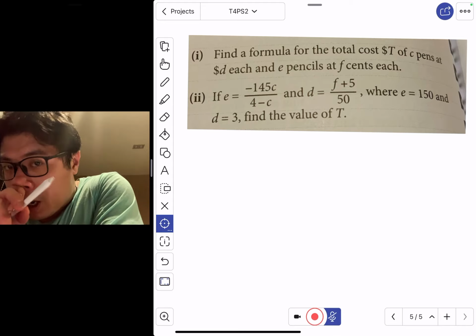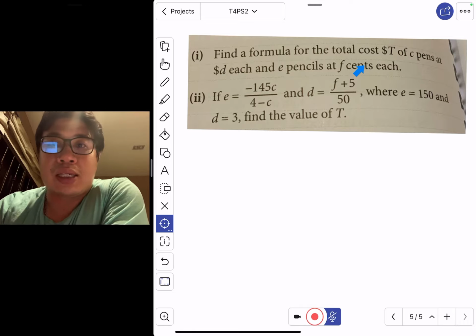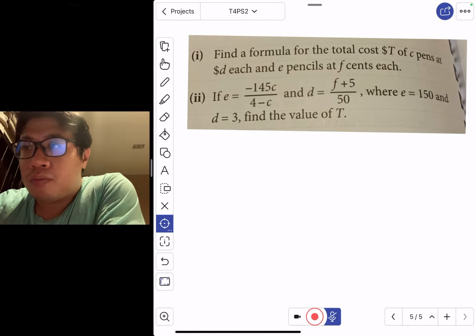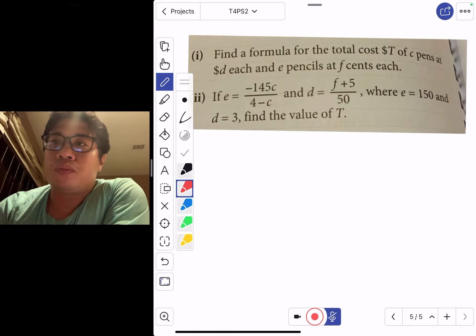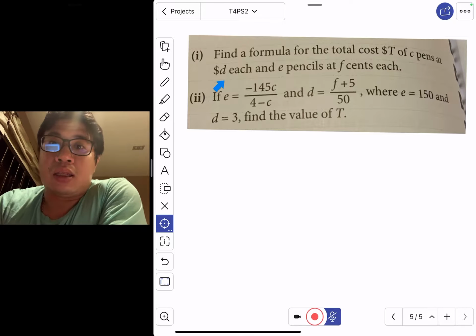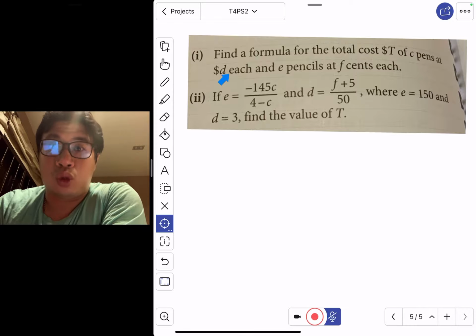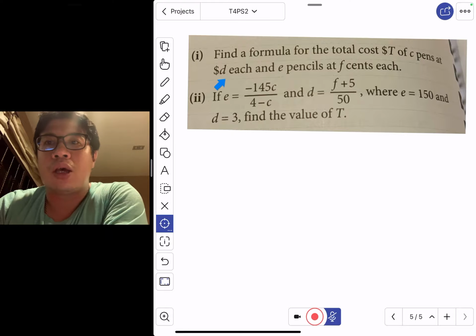So the catch to this question is you must take note that the pens and the pencils are in different units. One is in dollars, one is in cents. But the cost is in T dollars. So if C pens are at D dollars each, it means that one pen costs D dollars. Two pens will cost 2D. So if one pen costs $5, two pens will cost $10.